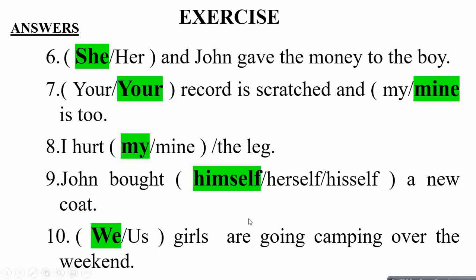Question 10 says, we or us girls are going camping over the weekend. So it's about we girls because it's a simple subject pronoun. It's not about any possession, which is like us for that matter. So it's going to be straight we girls are going. Here we are using the subject pronoun.